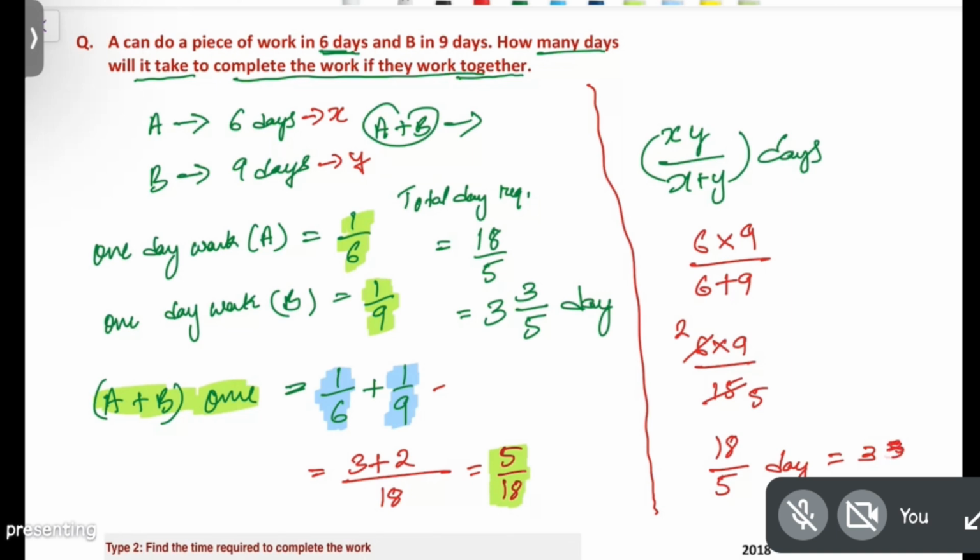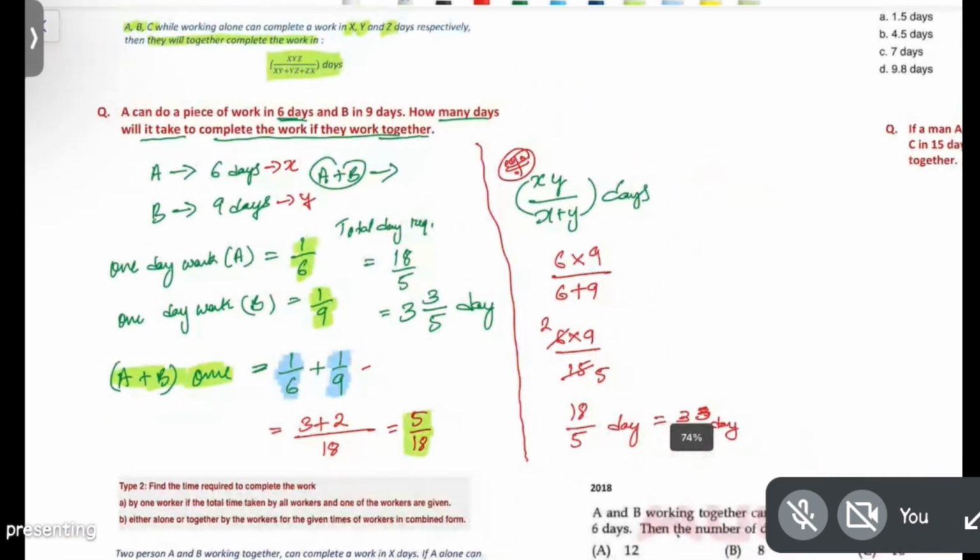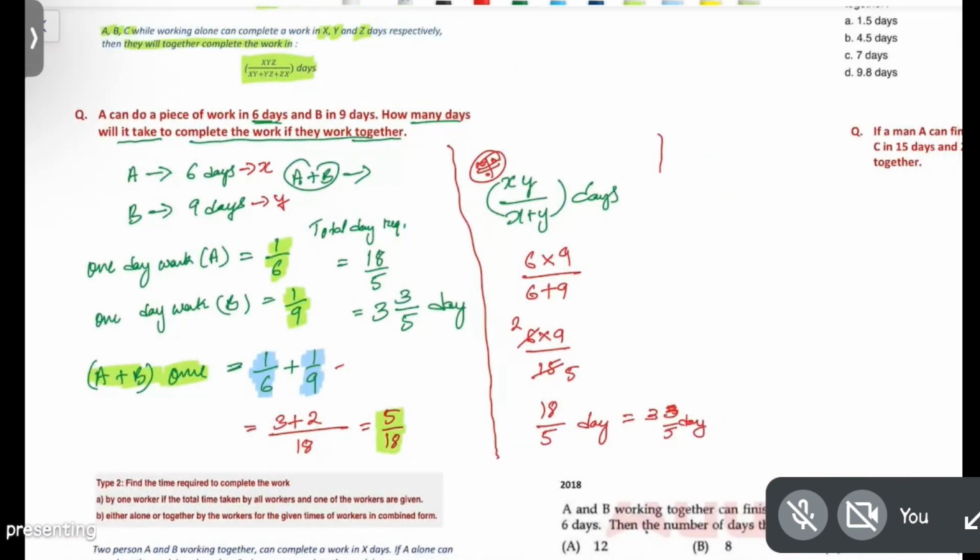3 by 5 days. That's the answer. Obviously this one is much easier. Just that you need to memorize the formula. Okay, with this, next I'll give you a logical approach now. Logical approach is this way. Why I like this method is, whether it be any type of question, we can do it directly, easily.